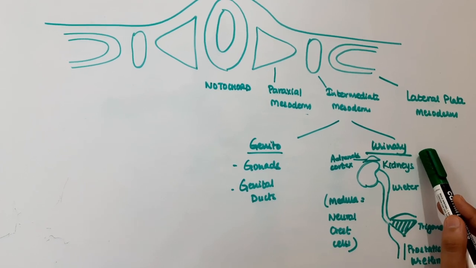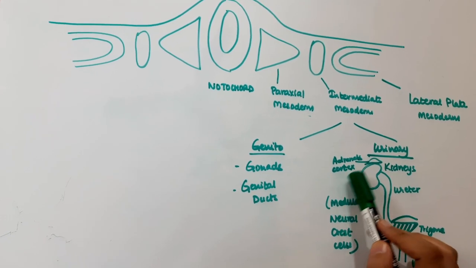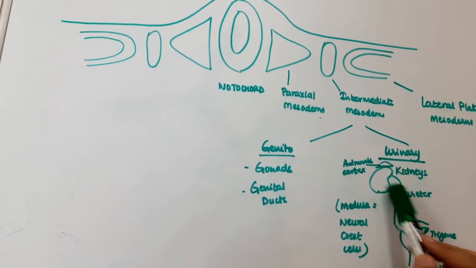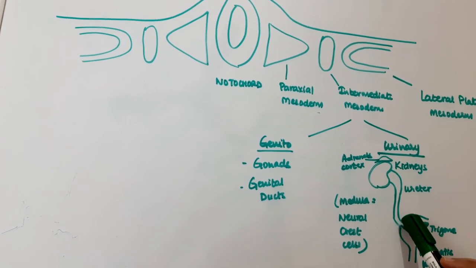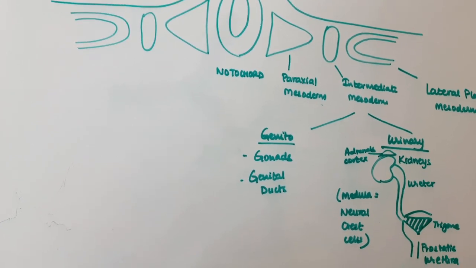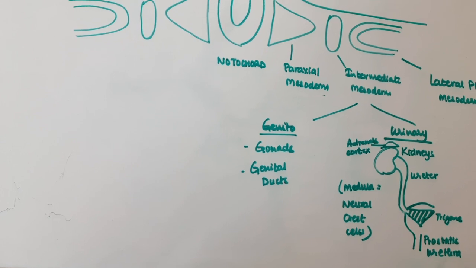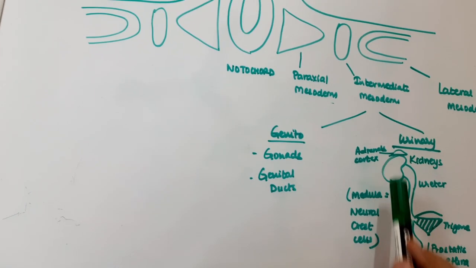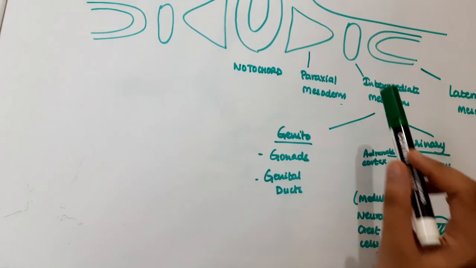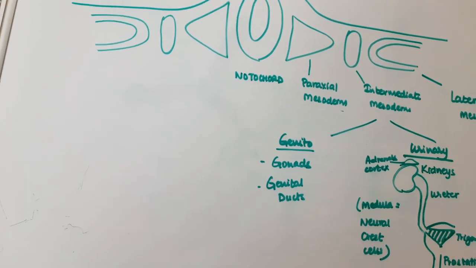The urinary system will comprise of adrenals, which is adrenal cortex specifically, the kidneys, ureter, trigone of the urinary bladder, along with prostatic urethra in males. In adrenals, the medulla is formed by neural crest cells and the cortex is formed by the intermediate mesoderm.